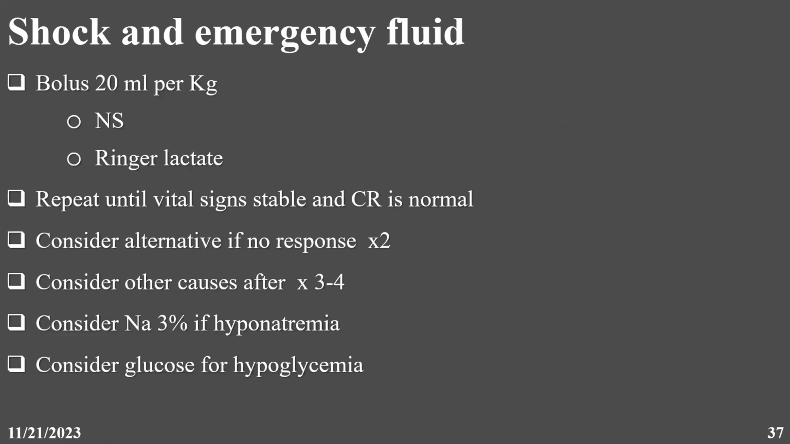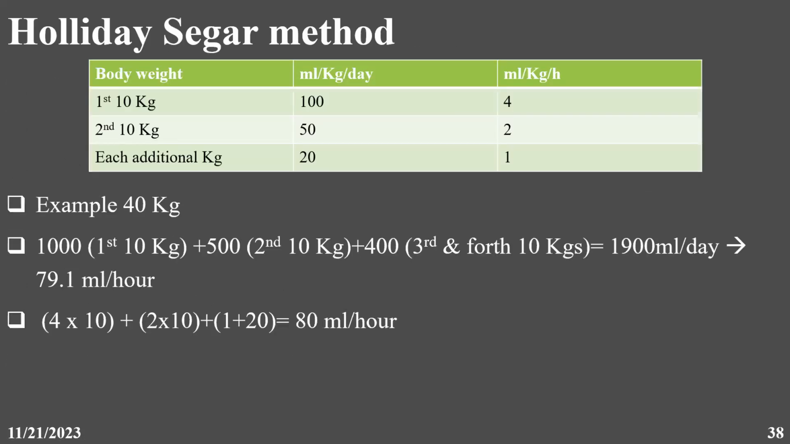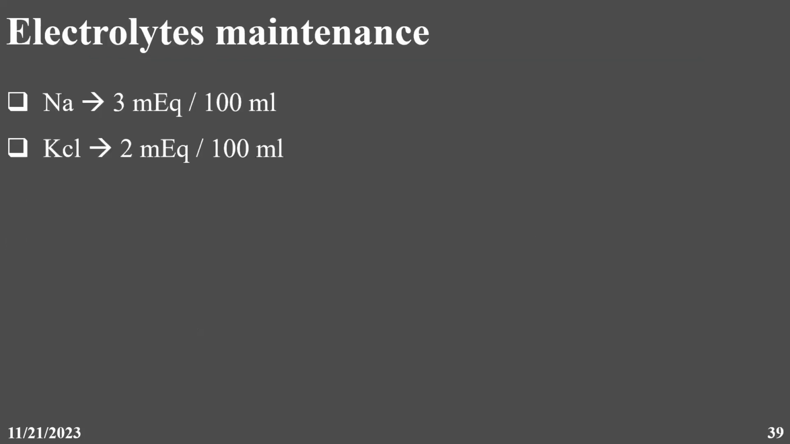Okay, in shock, you give bolus. This is very simple, but we will have a shock session and we'll talk about it. But usually we give boluses and then we calculate the fluid and then we subtract the boluses from it. Holliday-Segar method, the one we did: first 10 kg, we give 100 ml per kg per day, 4 ml per kg per hour. Second 10 kg, we give 50 ml per kg per day and 2 ml per kg per hour. And anything more than 20, we give 1 ml. And this is how we calculate.